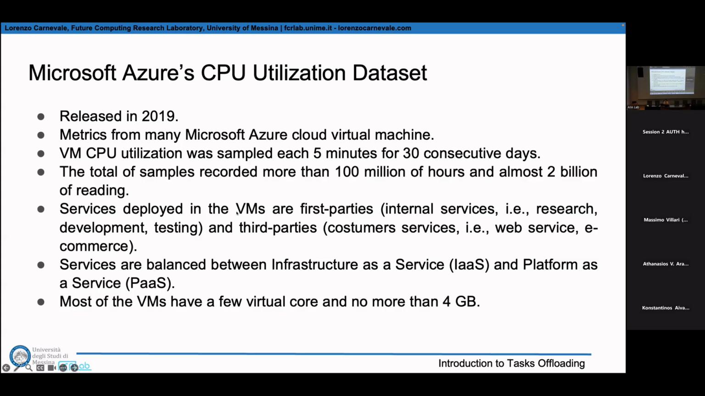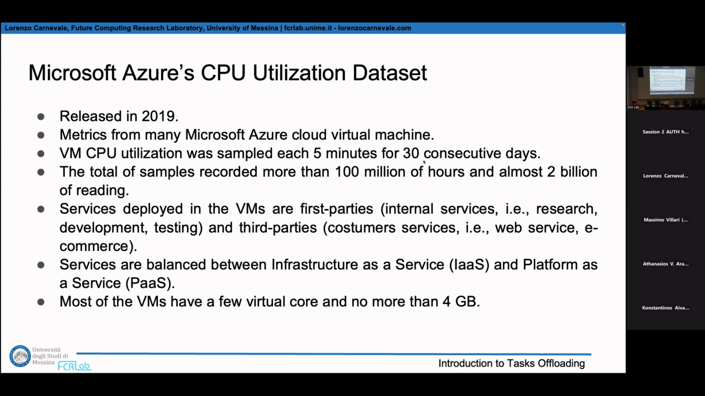The services that are deployed in the virtual machines are first party applications. This means applications provided by employees of Microsoft, sorry, to build internal services, testing services, development and research, but also third party ones, that are the customer services, for example, web services and e-commerce. Of course, for privacy reasons, we don't know what the concrete applications running inside are, but given that they are cloud solutions, we expect they are in some way web applications.